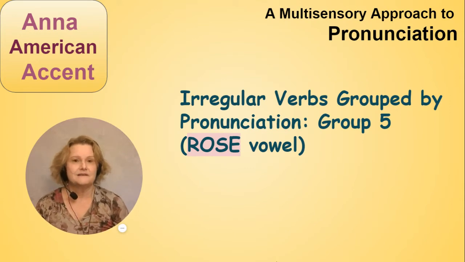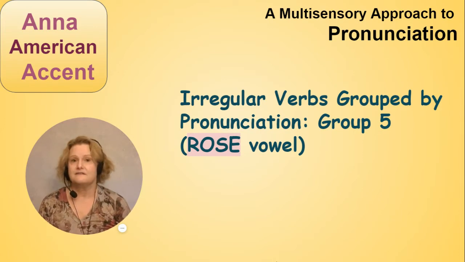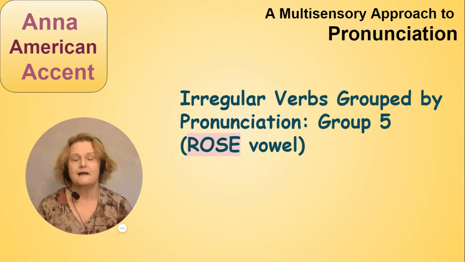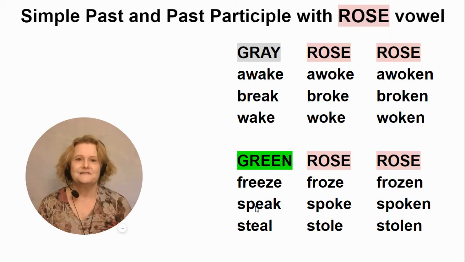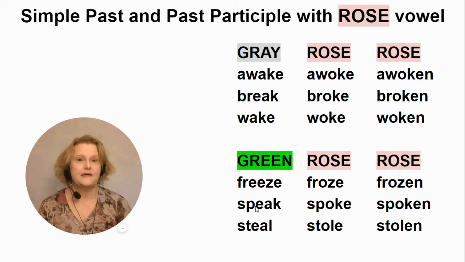And I have a link in the description to that, and also to other videos of mine where I explain the Color Vowel Chart a bit better. So here we have a couple of groups where the simple past and past participle both have the rose vowel in it. This is a hard sound. Most people just say "oh," but it's "oh."